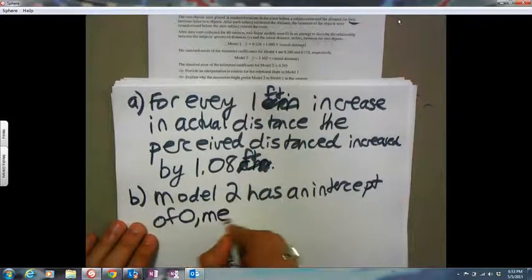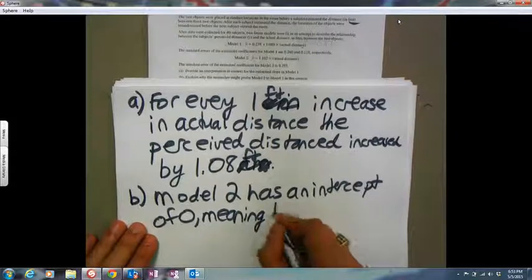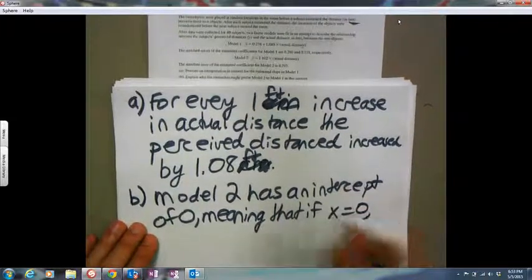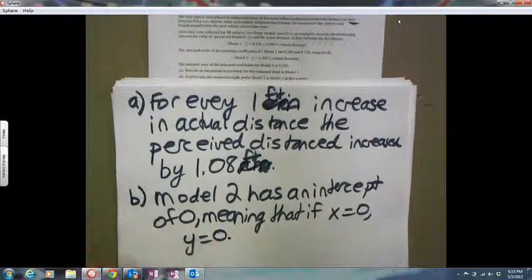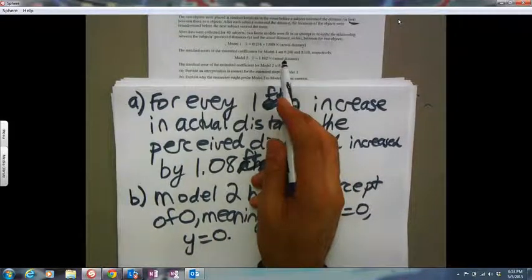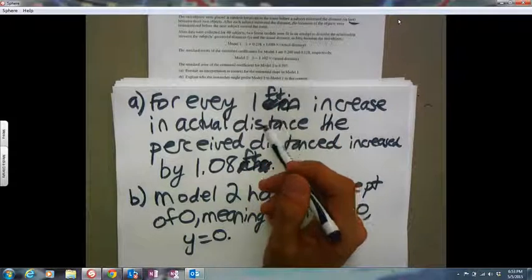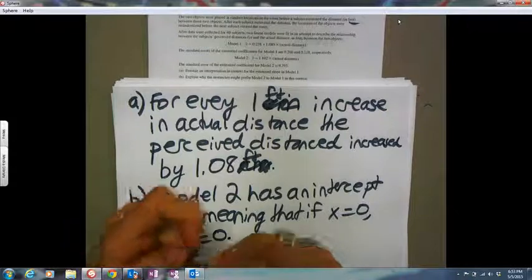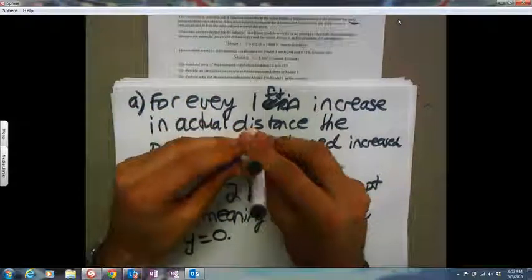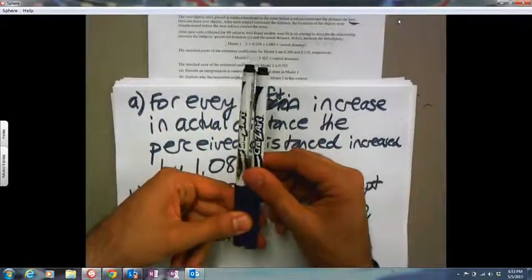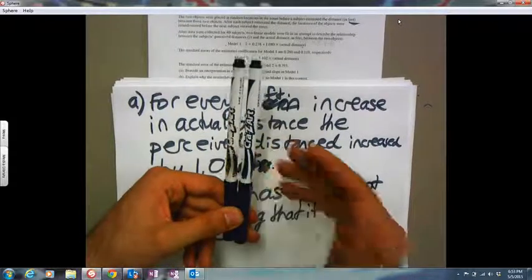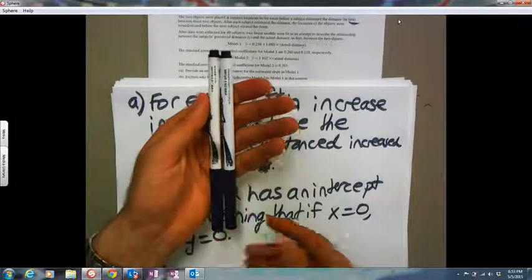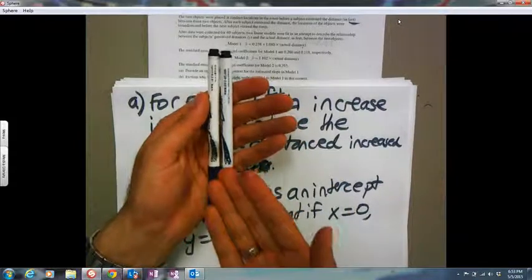Meaning that if x equals 0, y equals 0. So in other words, if the actual distance between two objects is 0, if two objects are touching, here's one object, here's another, they're touching, and the actual distance is 0, what are you going to say? Well, they're touching. If I'm guessing how far apart these are, and they're touching, I'm going to say, oh, they're 0 feet apart. That just makes logical sense, right?